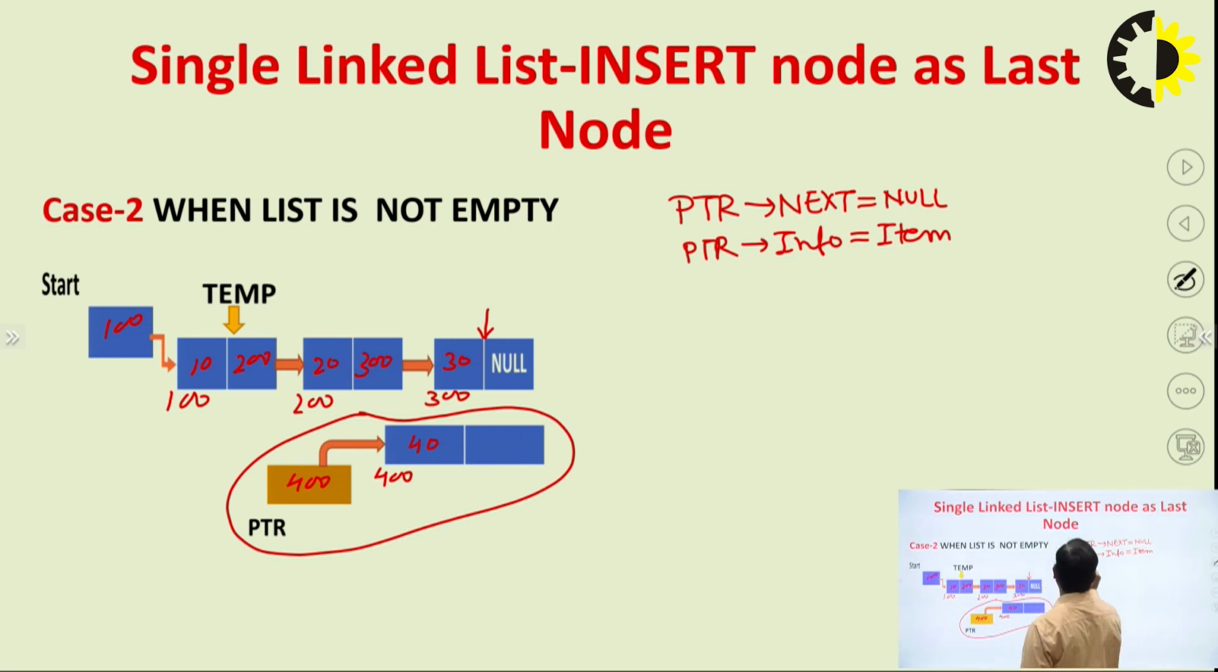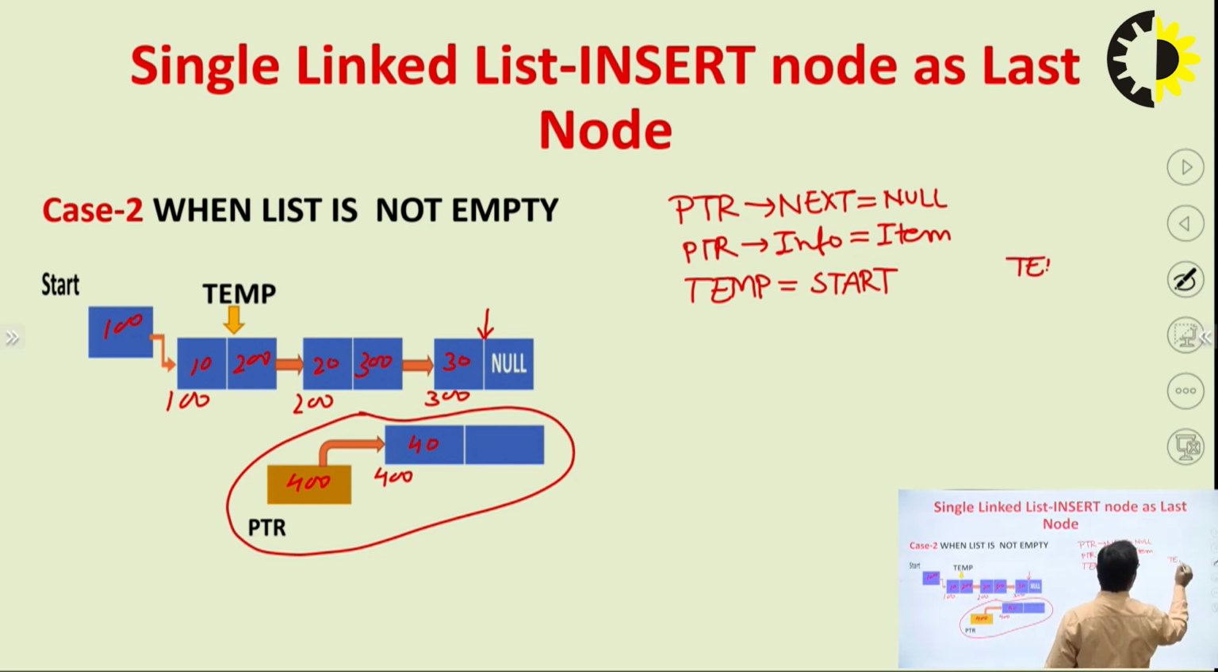So we will take a temporary pointer, temp. As I have already told, whenever you are traversing, always use a temporary pointer in place of the start pointer. Now temp will contain the address of the first node, so temp will be initialized with start. Now we have to update temp. Firstly, temp contains 100. Now temp will contain the 200. That means we have to update temp by temp arrow next.